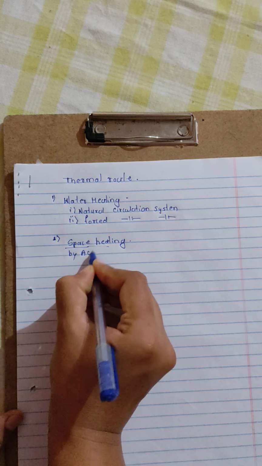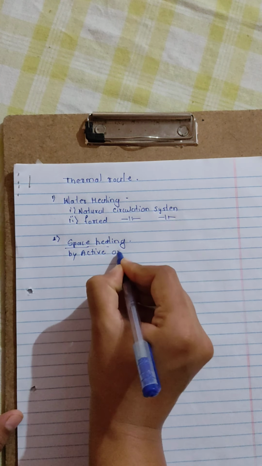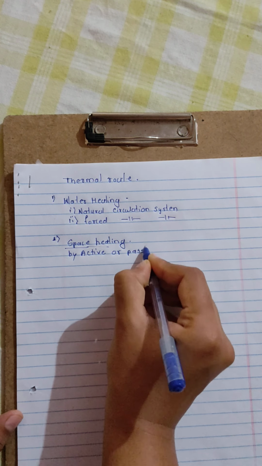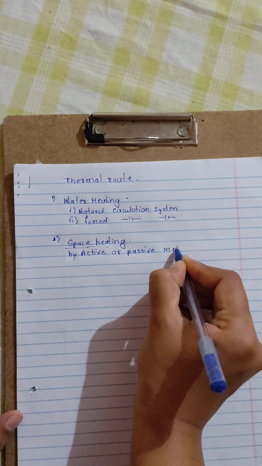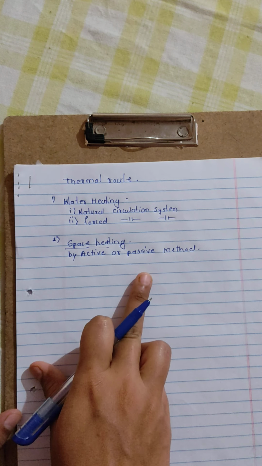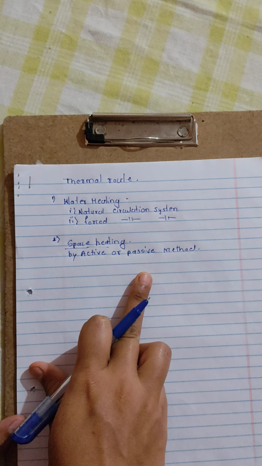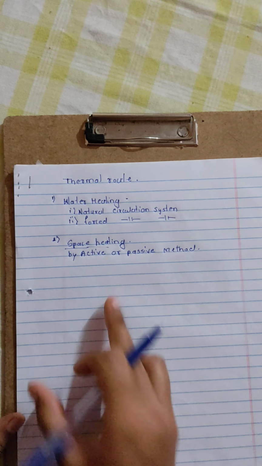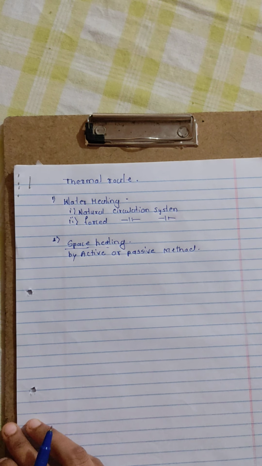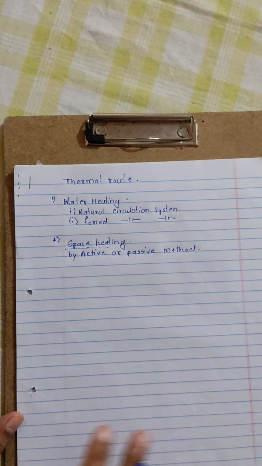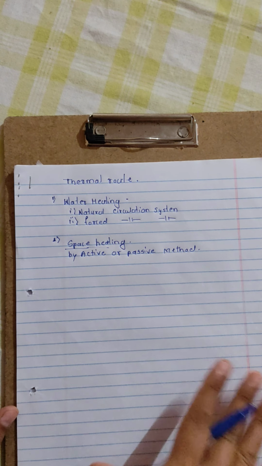In the active method, air or fluid is heated by solar energy. In case of the passive method of space heating, the thermal energy flows through a living space by natural means without the use of mechanical devices such as a pump or blower.